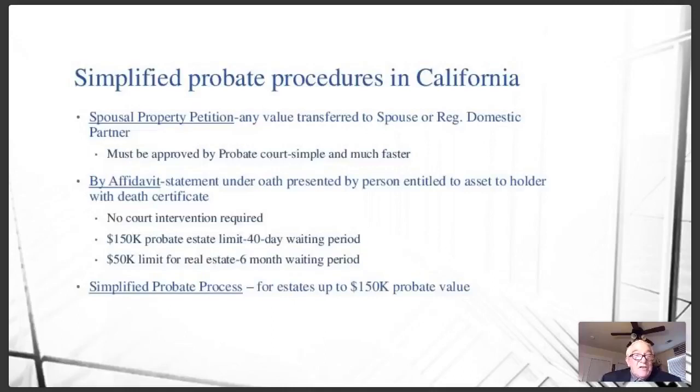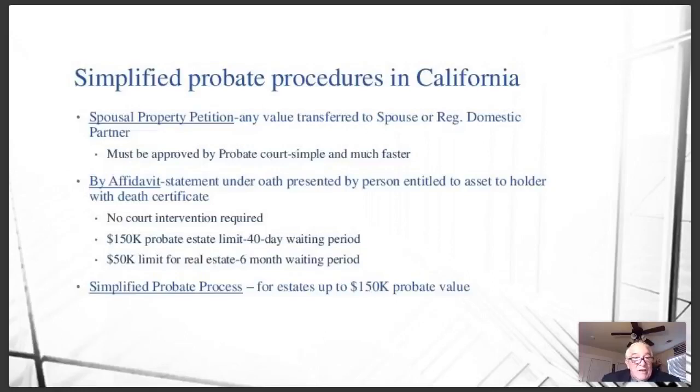For small estates, a person entitled to receive by the will can file an affidavit with the person holding the assets, stating that person is entitled to the asset holder, and you also provide a death certificate. No court intervention is required to do this, but there are some limits on the size of the estate. $150,000 probate estate with a 40-day waiting period before you can use this process. And in the case of real estate, the equity in the property is limited to $50,000, and there's a 6-month waiting period.